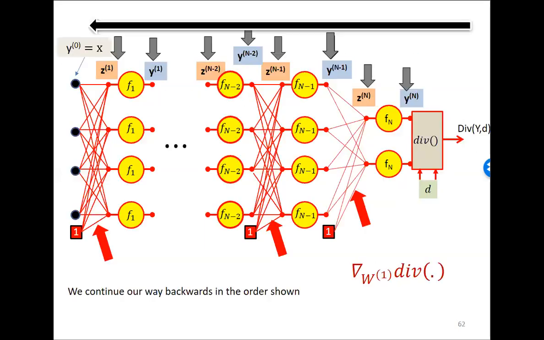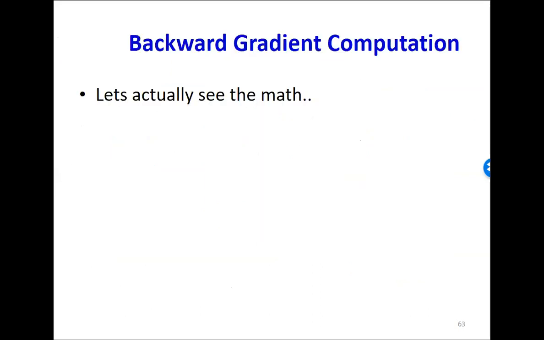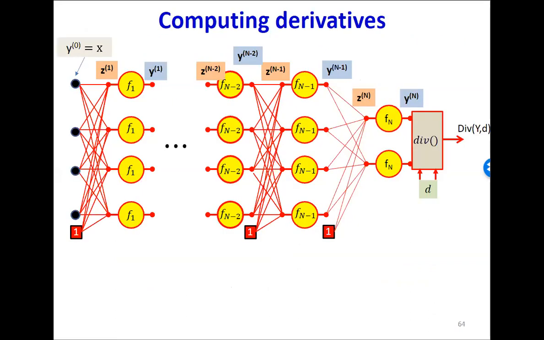So because we are actually going in from the end to the beginning, when you compute the derivatives, you're pushing the derivatives backwards through the network. So we will call this back propagation or backward gradient computation. So let's actually see the math really quickly.